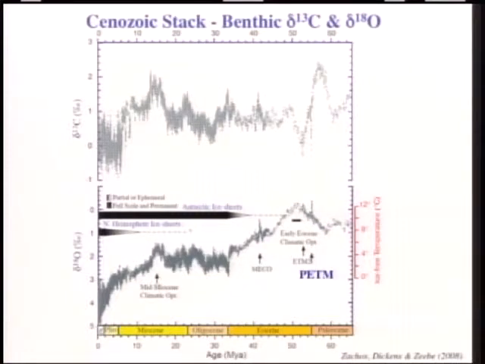Associated with that, this is the ratio of C13 to C12 in the ocean. It's one way to think of this curve. Associated with that is this very sharp negative excursion. And I'm going to show you a close-up of this.